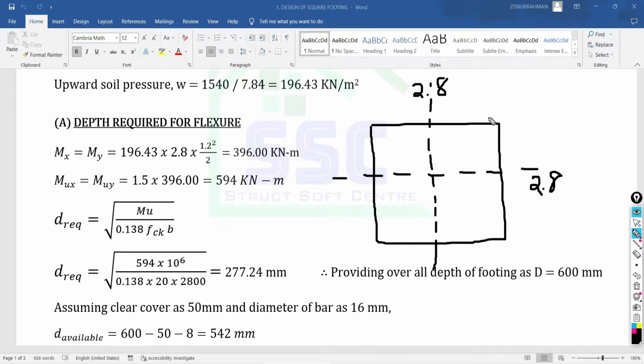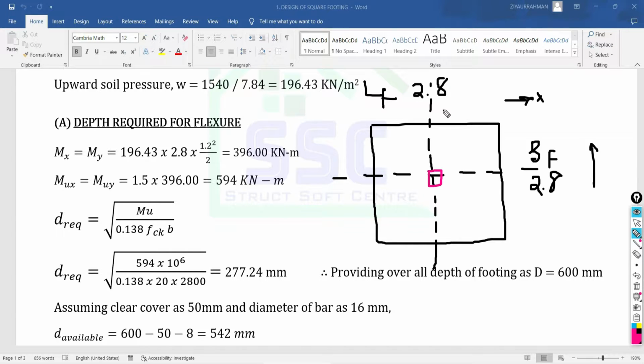So along the x direction, I am going to consider the length of the footing. Along the y direction, I am going to consider the width of the footing, BF. And there is a presence of a column here at the center, a square column of size 400 mm, okay, 0.4 meter by 0.4 meter.